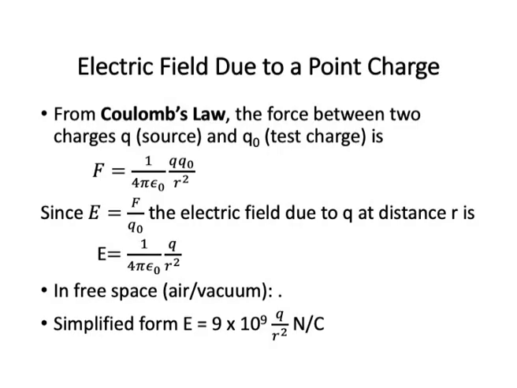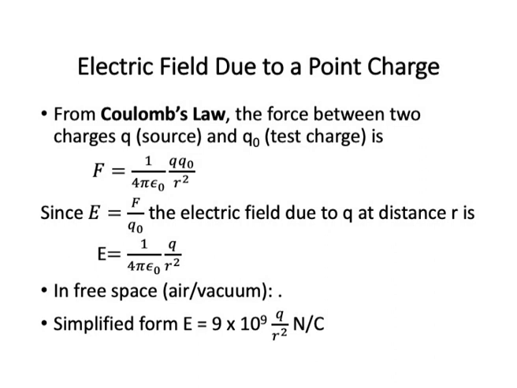That means, in the force we have 1 by 4 pi epsilon naught q q naught by r square, and the electric field intensity due to a point charge is given by E equals F by q naught. So, in place of F, if you substitute 1 by 4 pi epsilon naught into q q naught by r square, we get the electric field intensity due to a point charge as 1 by 4 pi epsilon naught into q by r square.